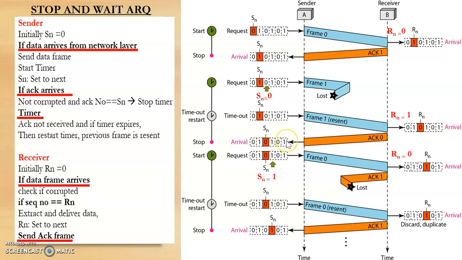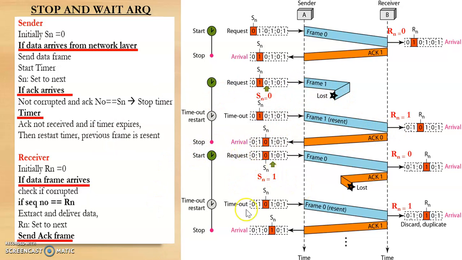When the acknowledgement frame arrives at the sender side, the sender will check if the acknowledgement frame is not corrupted and the acknowledgement number is equal to Sn. Let us assume the acknowledgement frame is not corrupted, and the acknowledgement number is 0 and Sn value is also 0. Both are equal, so the timer will be stopped, because the acknowledgement has been received correctly. So this is the situation wherein the data frame was lost and how the data frame is resent.